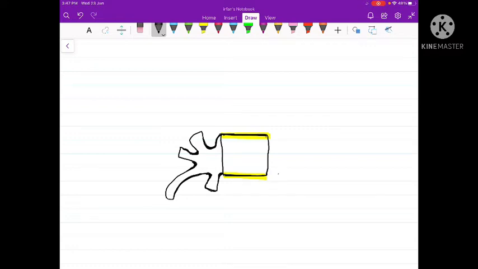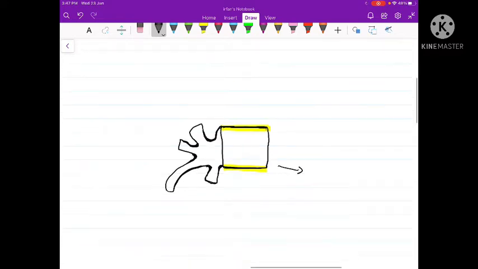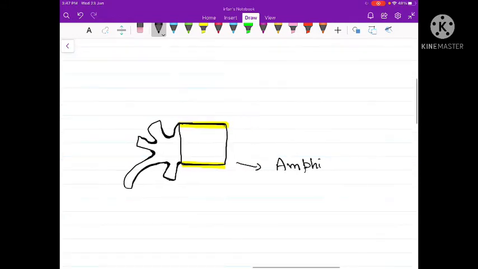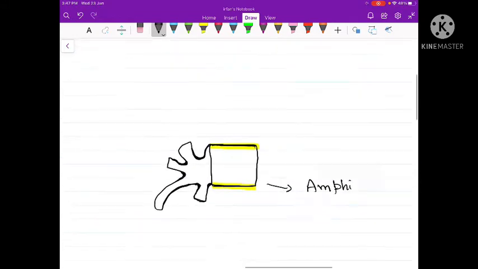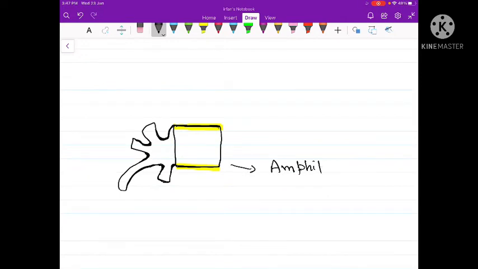So we mammals have amphiplatyan vertebrae. Amphiplatyan means that both surfaces of the centrum of our vertebrae are flat. So this type of vertebra is called amphiplatyan vertebra. Amphiplatyan means both ends of the centrum are flat.